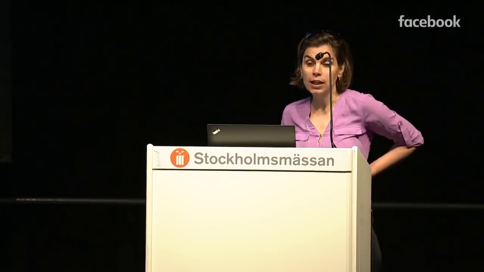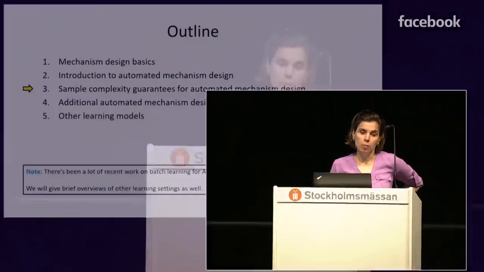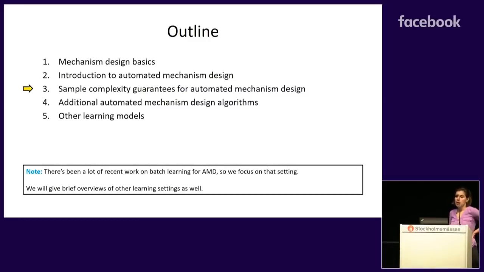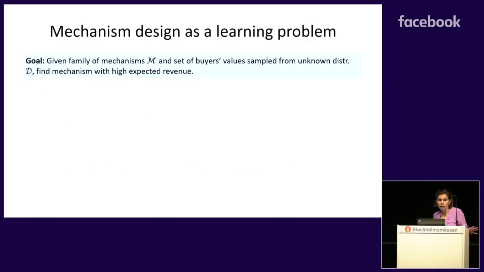All right, so in the next part of the tutorial, we'll be talking about sample complexity guarantees for automated mechanism design. Tuomas nicely described what automated mechanism design is, and he talked about computational complexity or optimization considerations. Now, the next important question is a sample complexity question, and this is what I'll talk about next. I'll specifically be focusing on the distributional learning scenario, and then Ellen will tell us about some other settings as well.